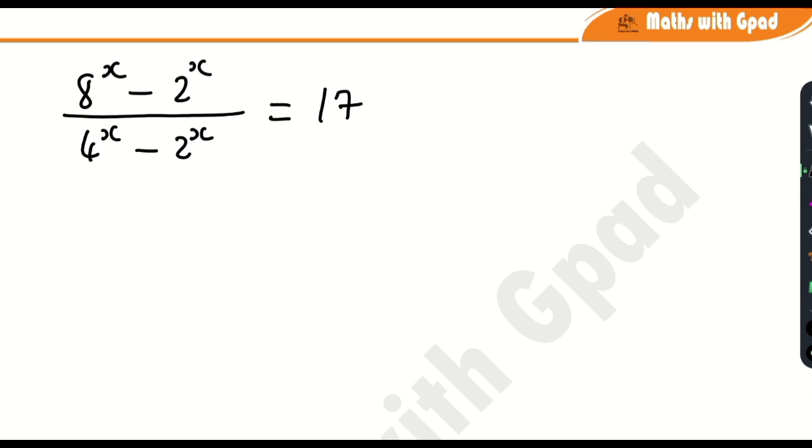Now for us to solve this question, I'm going to express 8 and 4 as a power of 2. The reason why I'm choosing to use the power of 2 is because of this 2 I have here and here as well. So let's do that. 8 will be expressed as 2 raised to the power of 3, because 2 raised to the power of 3 is 2 times 2 times 2, which is what?